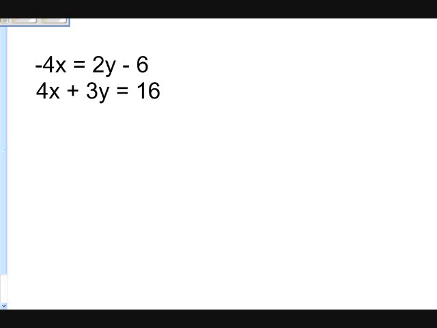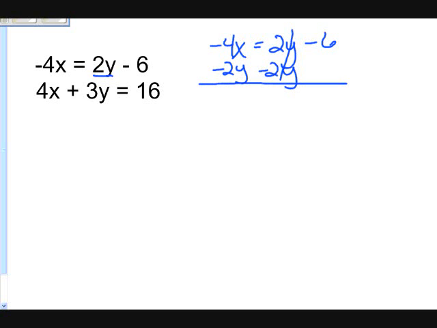It seems like everything's lined up, but because the equal signs aren't lined up, I'm going to have to manipulate this a little bit. So what I'm going to do is take this y and move it over to the left-hand side. So we got negative 4x is equal to 2y minus 6. So in order to move that 2y, we're going to get rid of it on the right-hand side and get it over to the left-hand side. So that cancels out, and we're left with a negative 4x minus 2y is equal to negative 6.